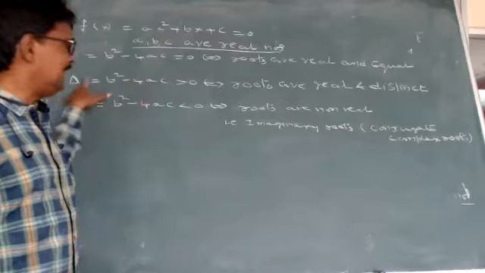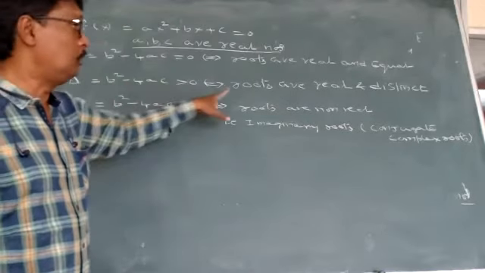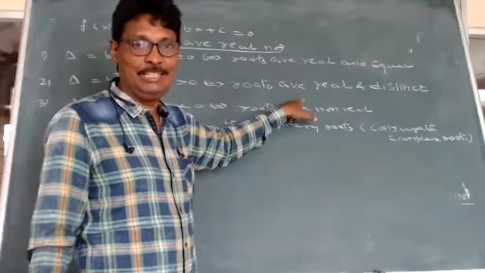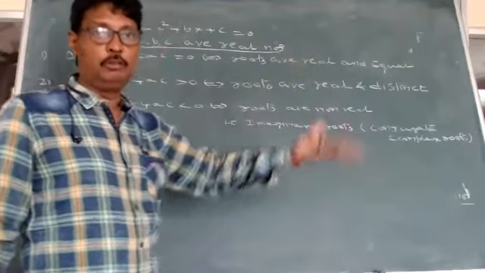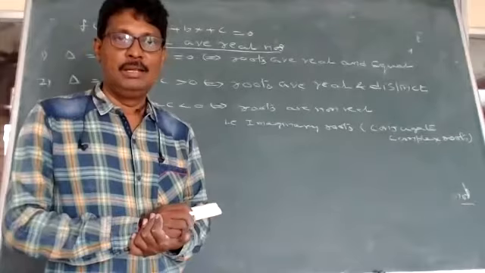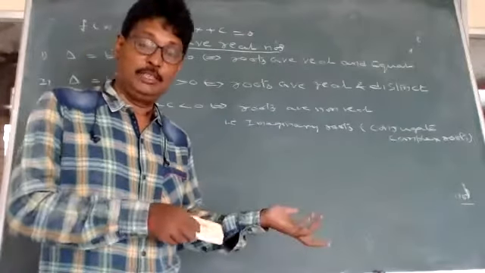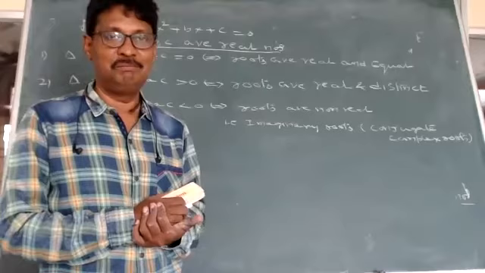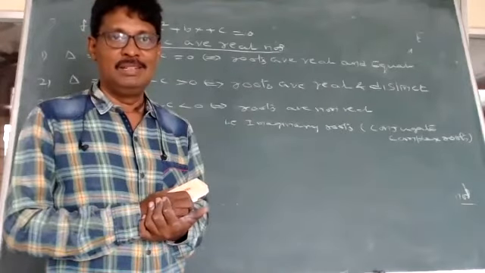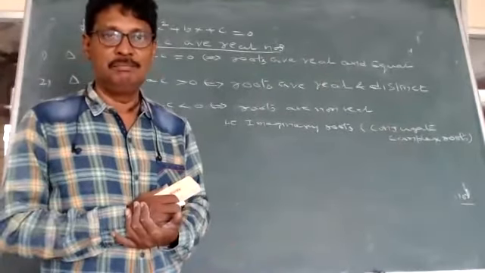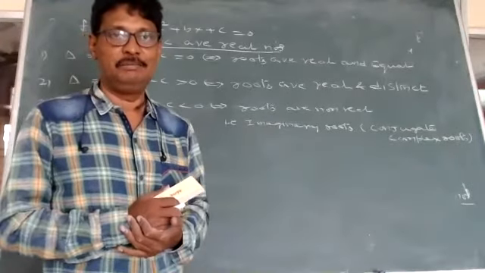Suppose delta greater than 0, the roots are real and distinct. They are different roots like 2, 4. Like if one root is 2 plus root 3, the other root is 2 minus root 3. If it is 1 by 2, the other root is 3 by 4. They are real and distinct.